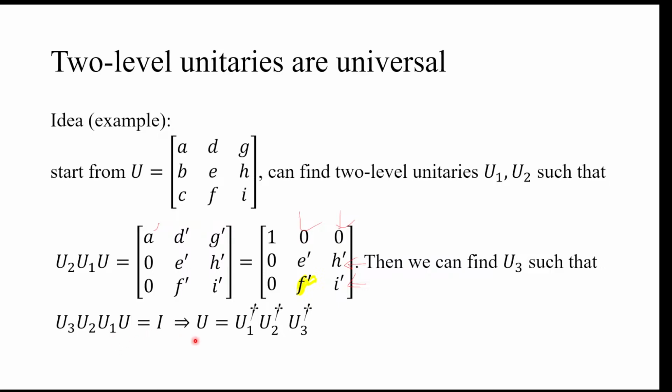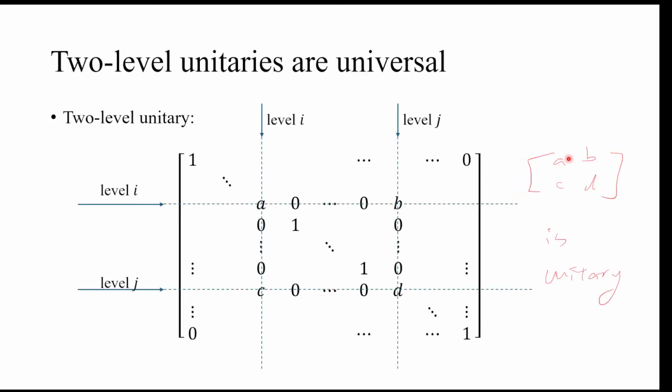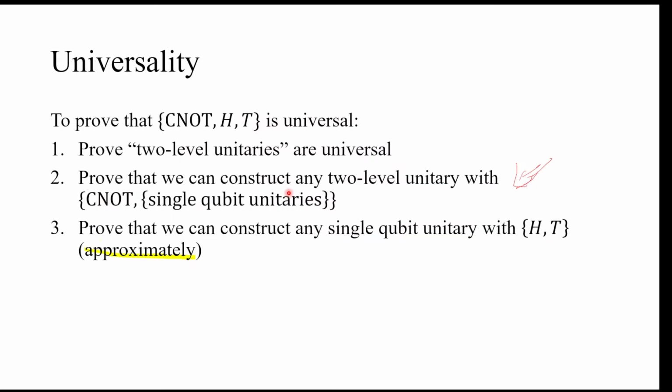Then you find a way to write u as just a multiplication of two-level unitaries. That's u3 dagger times u2 dagger times u1 dagger. And I guess we didn't prove this, but it's pretty easy to see that the inverse of a two-level unitary is also a two-level unitary, and actually on the same levels. Okay, because you have this ABCD here, and you have the inverse of ABCD on here, then you will get the inverse of this two-level unitary. Okay. So that's the first part. Two-level unitaries are universal. Any question?